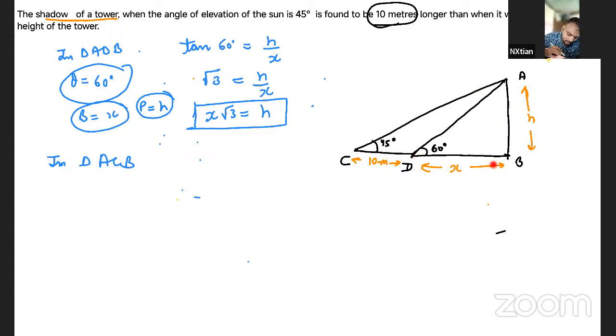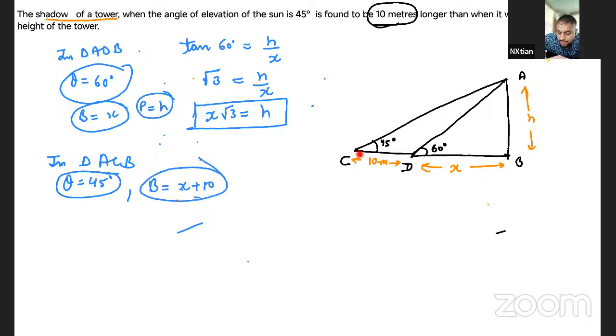So according to this triangle, what is theta? Theta is 45 degrees. What is the base? The base will become x plus 10. Why did I take x plus 10? Because this CB will be the base, no? And CB is x plus 10. Understood, guys? Yes or no? Everyone pay attention.